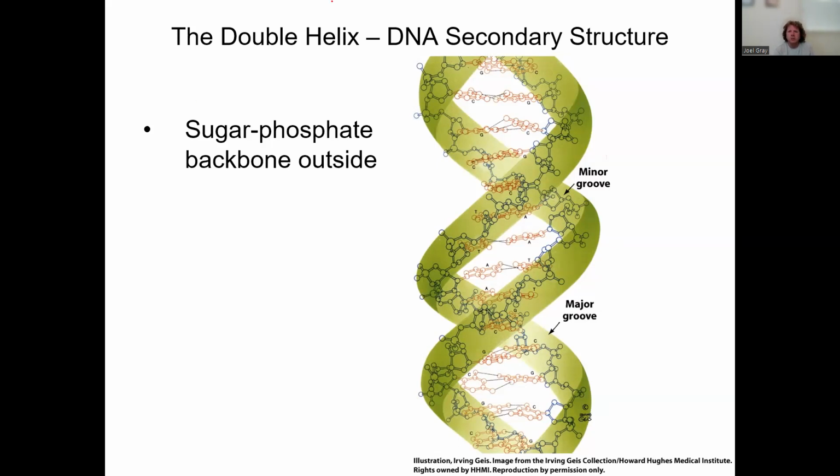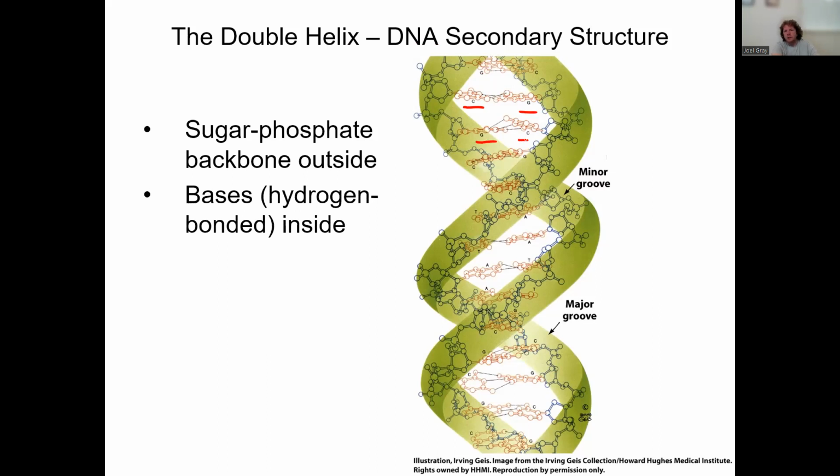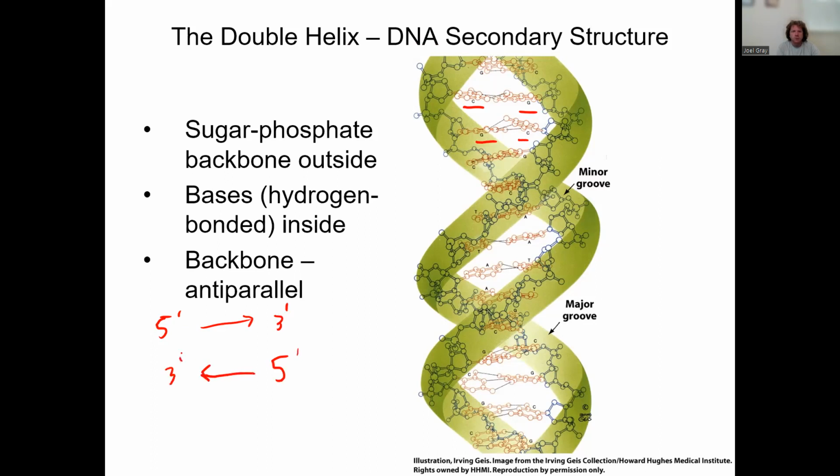Now, if you look closely at the center of the molecule, you'll see C, G, G, C. So that is base pairing of the different bases. That's all in the interior of the molecule. These are hydrogen bonds that connect those different bases to one another. Those are on the inside. The backbones are considered to be anti-parallel. So one backbone reads 5' to 3', and the other is going to read in the opposite direction, 5' to 3'.